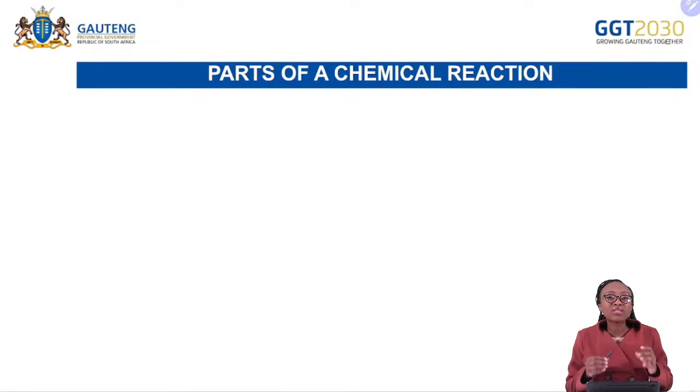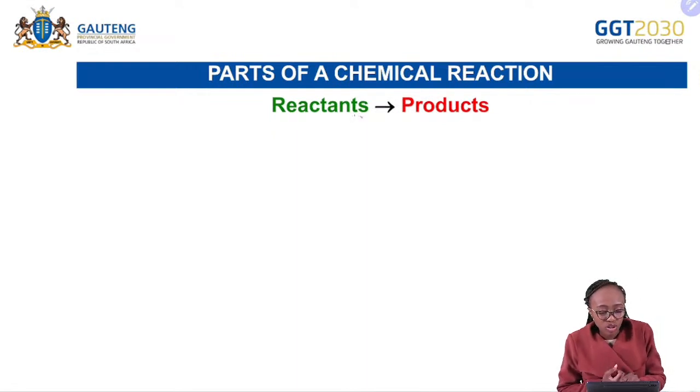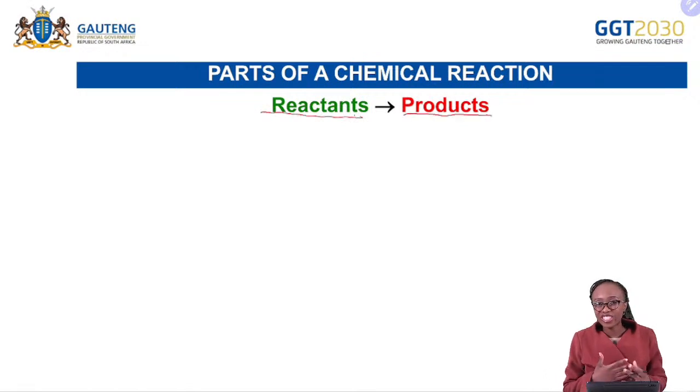Now, let's talk about the parts of a chemical reaction. Remember, we said in the previous slide we had a before, a during, and an after. So in a chemical reaction, we have 2 parts. We have what are called reactants, and we have products. Remember, it's our subtopic for today, reactants and products. Something old and something new.